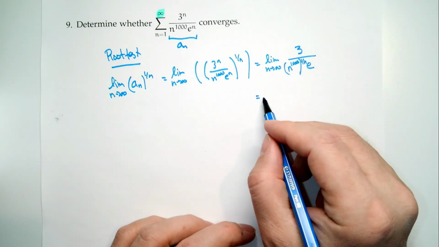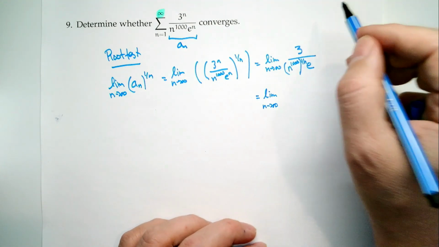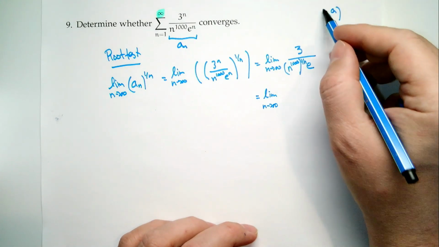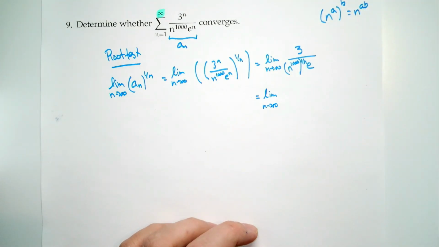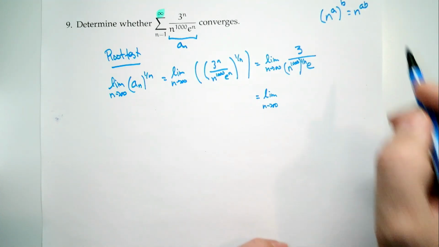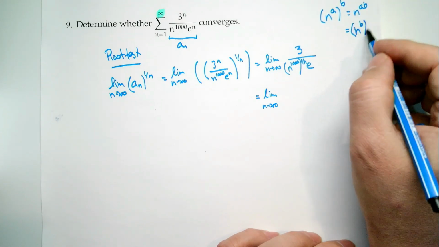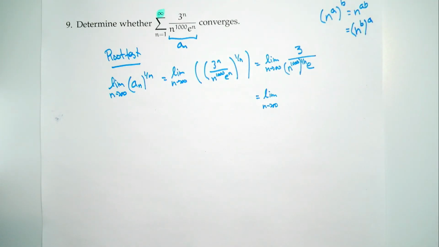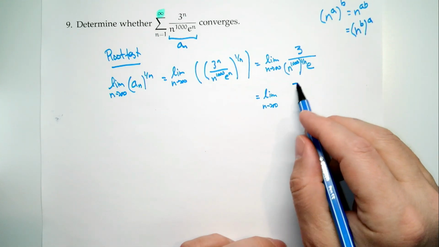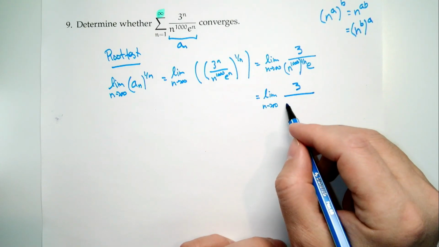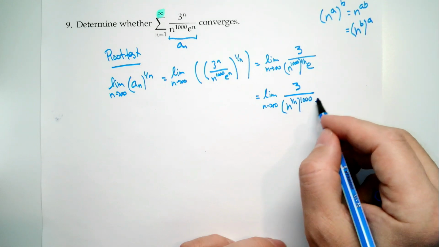Because here's something cool you can do. And this is a really useful fact to remember. So if I have n raised to the a raised to the b, that's n to the a times b. Well, that's not so surprising. That's how exponents work. But here's the cool fact. I can make it n to the b to the a. In other words, I can swap the order. So that becomes 3 divided by n to the 1 over n to the 1000 times e.